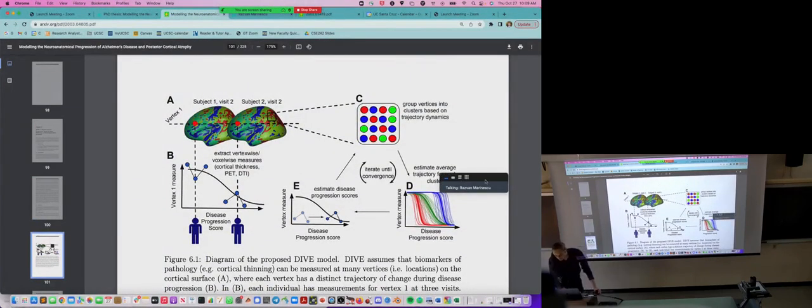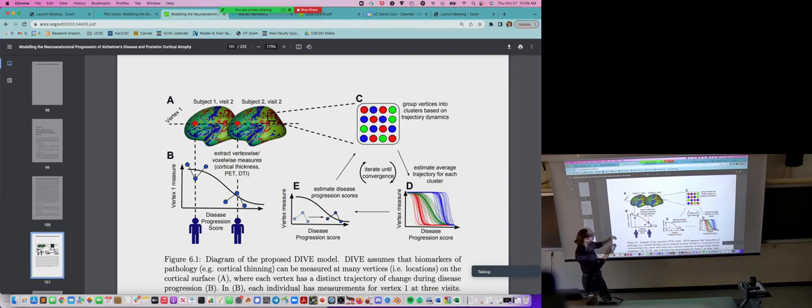Basically, what we have is a set of brain images. We had a collection of many brain MRI images from many patients with Alzheimer's disease. And our goal was to find which regions in the brain were affected, and you see them here in red.